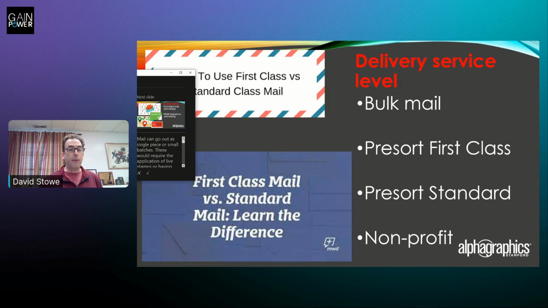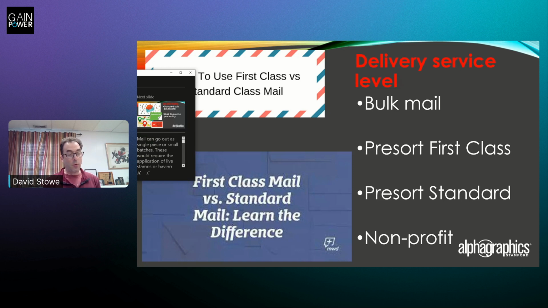Now, when we're talking about postage, we have to talk about the levels of service that are available for delivery. So mail can go out in single pieces or small batches. These would require the application of live stamps or metering. This is generally not how you're going to send out a direct mail campaign for a political piece. Generally, those are going to go out bulk mail.